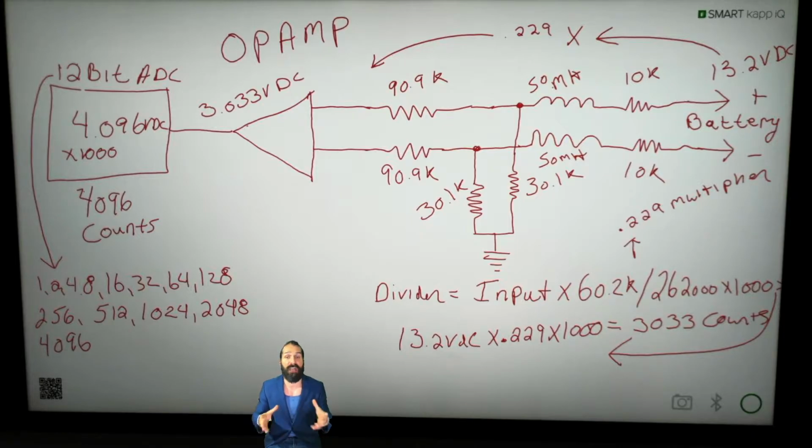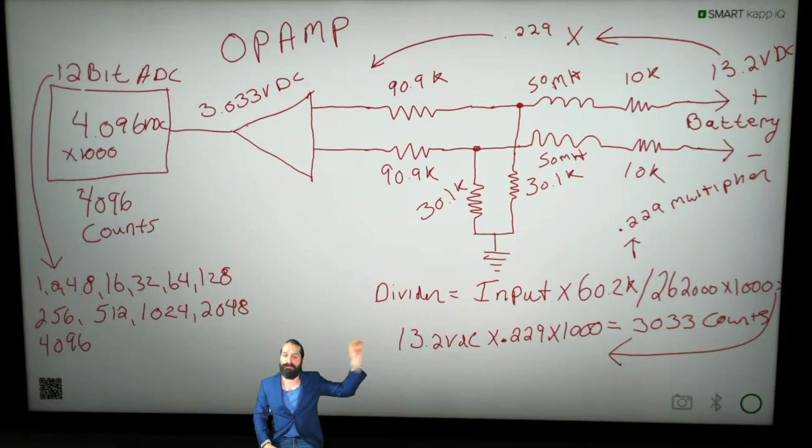For example, if you have a 540 volt DC bus and you're trying to scale it all the way down, and you have a 12-bit analog to digital converter, you only have 4,096 counts, or 4.096 volts, to scale it into. So you have to scale it way, way down, and that's the importance of this divider circuitry, which is what you actually see here.